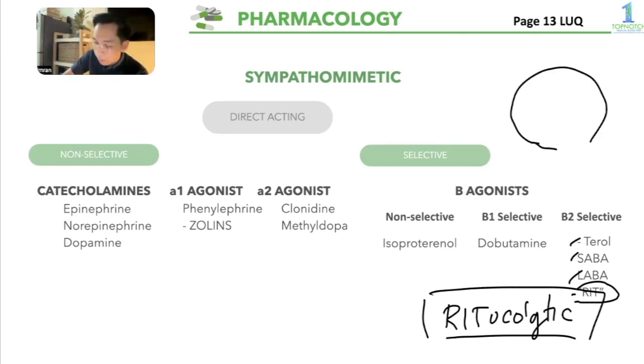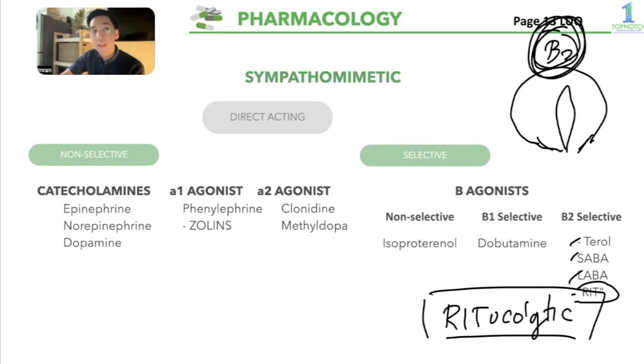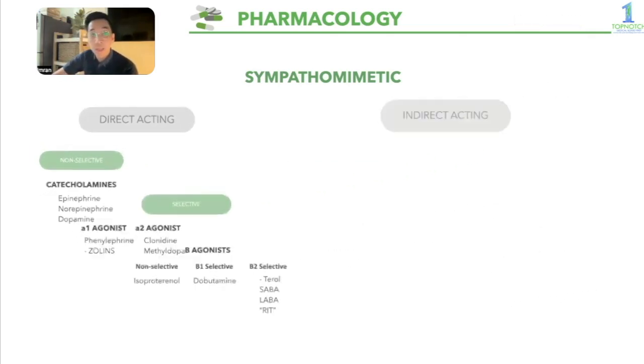And if you remember, earlier in the uterus, you see beta 2 receptors also. So beta 2 relaxes the uterine muscles, which is why it is tocolytic. Examples are ritodrine, isoxsuprine, and terbutaline. Those are the 3 that can be given as tocolytic agents.